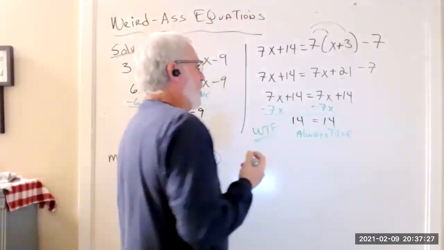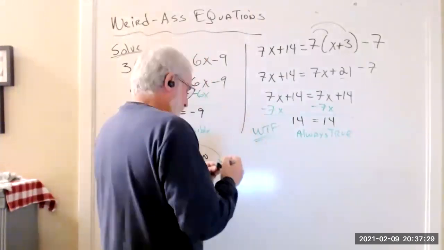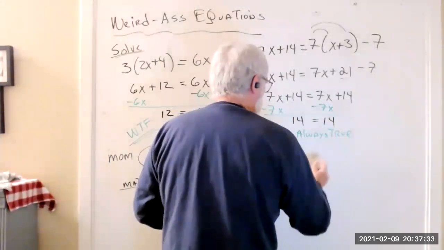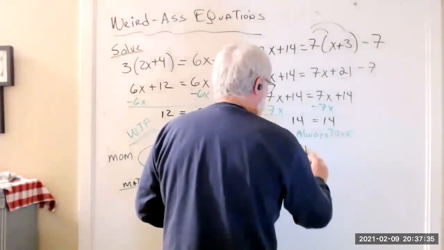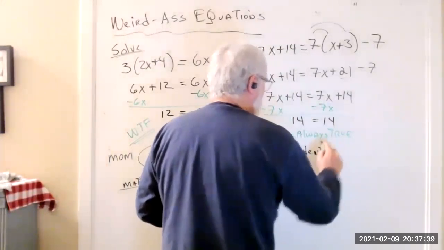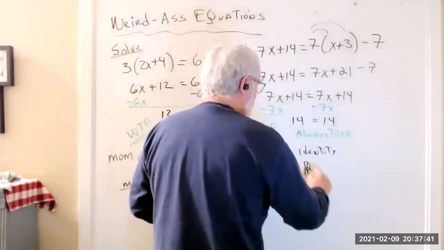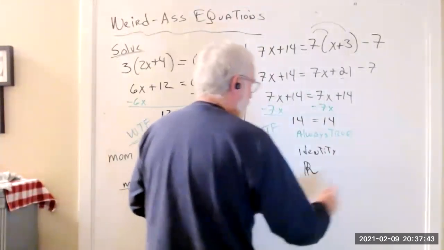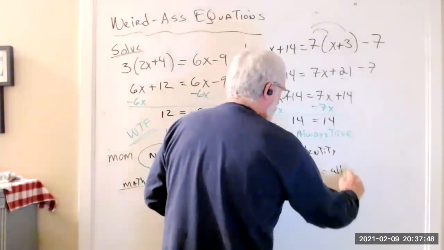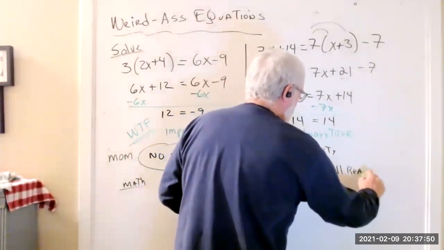Okay. What that means for our answer is we say either it's an identity. Identity means identical, or we use a fancy R, okay, which stands for all real numbers.